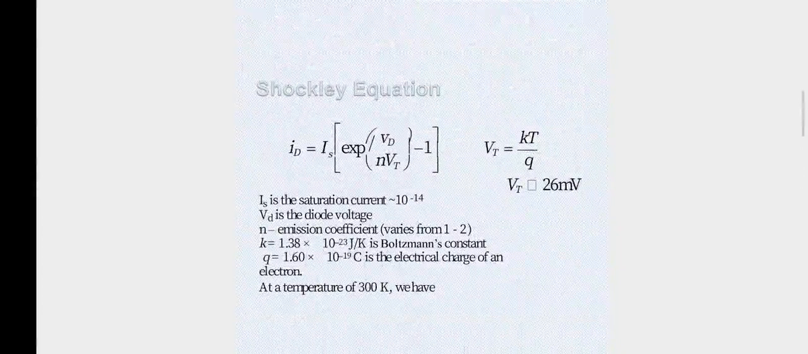Then the Shockley equation. ID equals Is times the exponential of Vd by nVt minus 1, and Vt is nothing but kT by q, where Is is the saturation current, Vd is the diode voltage, n is the emission coefficient, k is the Boltzmann constant, q is the electron charge, and the temperature is 300 degrees Kelvin.